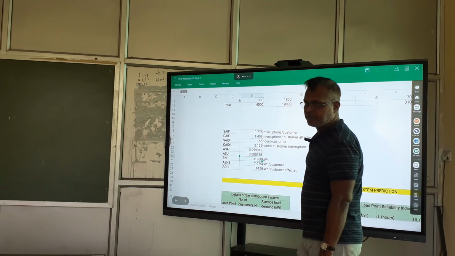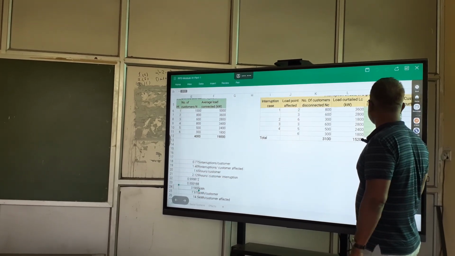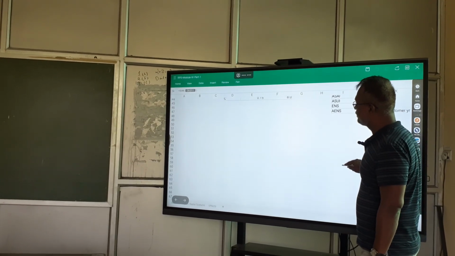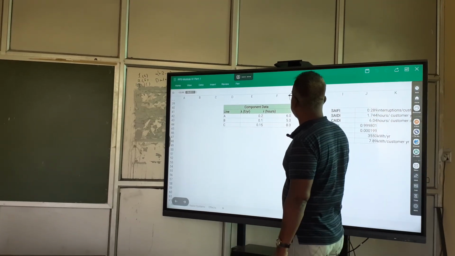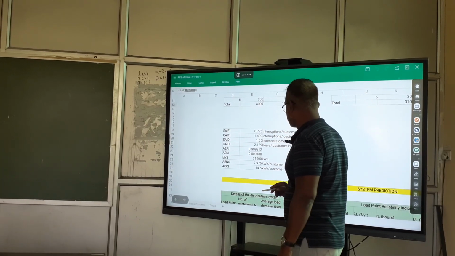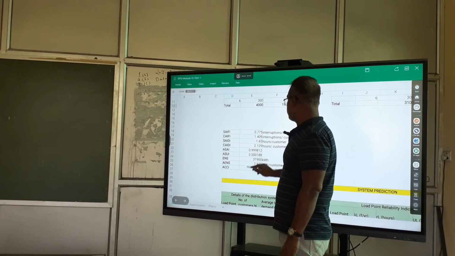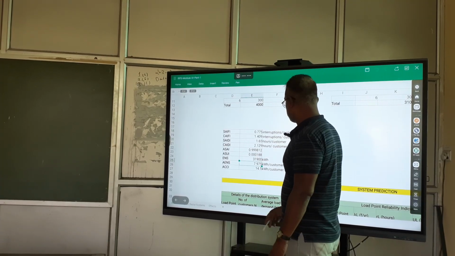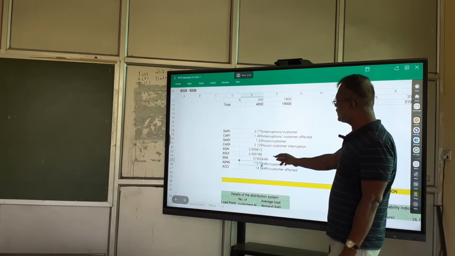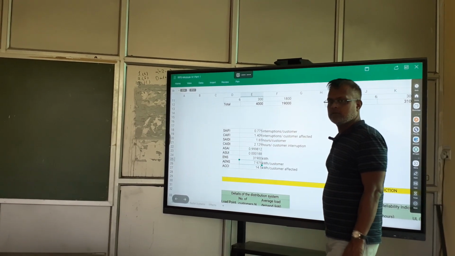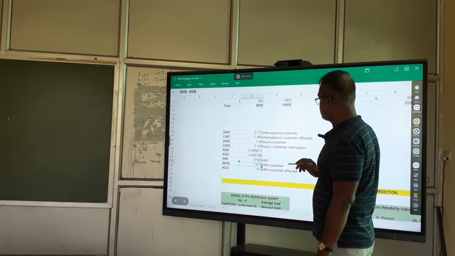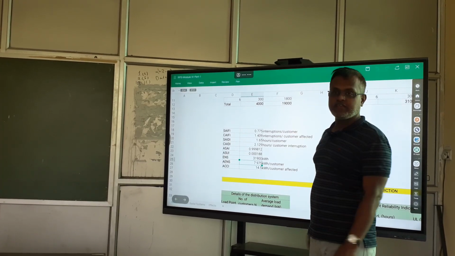This is more important: that is energy not supplied. The total energy not supplied is already calculated, so directly take it from here. ENS is 31,900 kilowatt hour. Then the average energy not supplied, AENS, is this divided by 4,000.